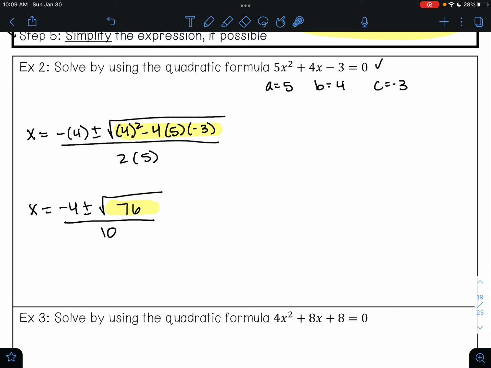So now we are on to step 4, which is to simplify our square root symbol. If you check in your calculator, 76 is not a perfect square. So because 76 is not a perfect square, we are going to have to use the birthday cake method to simplify the square root of 76.